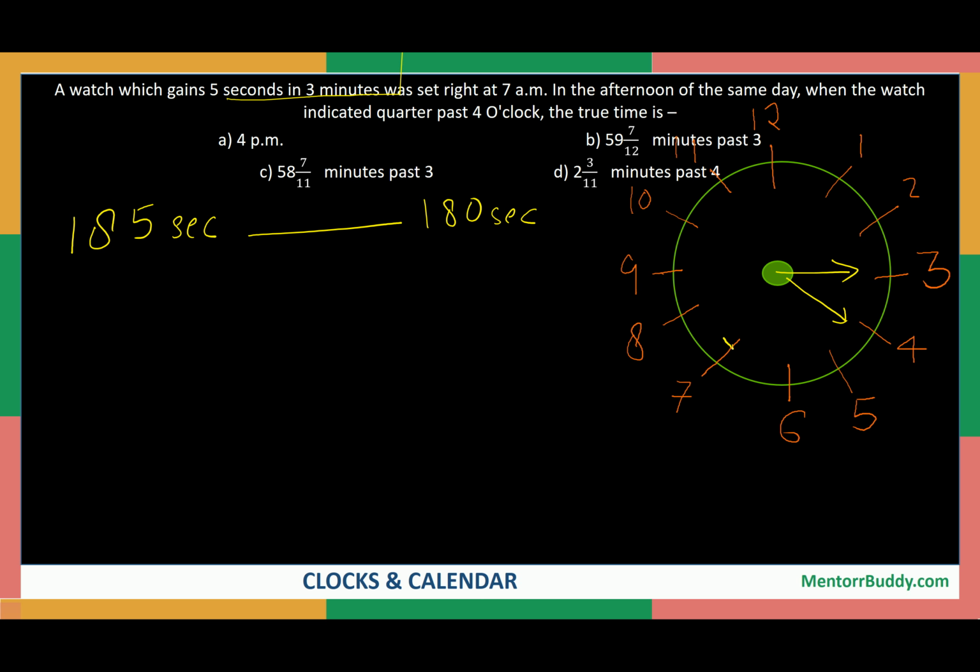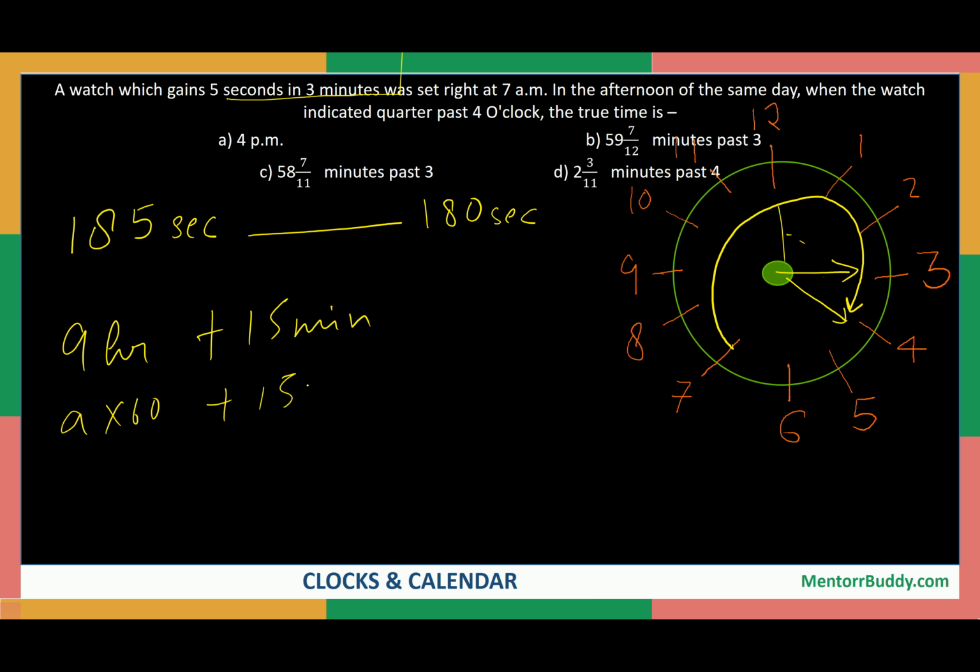This clock will move from 7 to 4, the number of hours will be 9 hours, and the minute hand will move how much? 15 minutes. So in total, how much time has the faulty clock moved? It has moved 9 hours plus 15 minutes, right? If we talk in terms of minutes, it will be 9 into 60 plus 15 minutes, right? That is 9 into 60, 540, plus 15, that is in total 555 minutes.